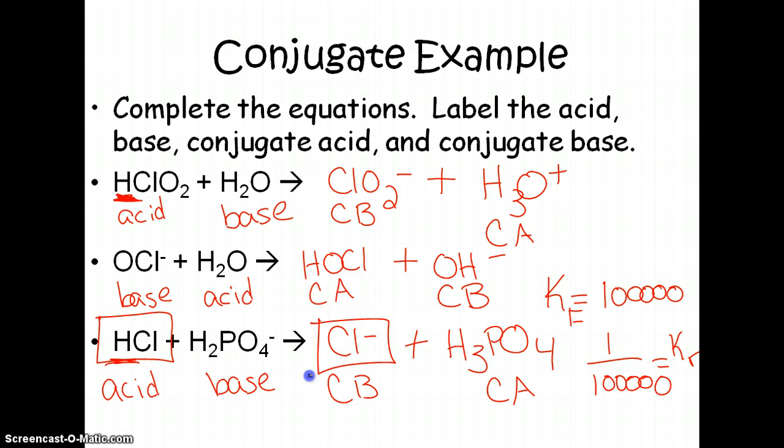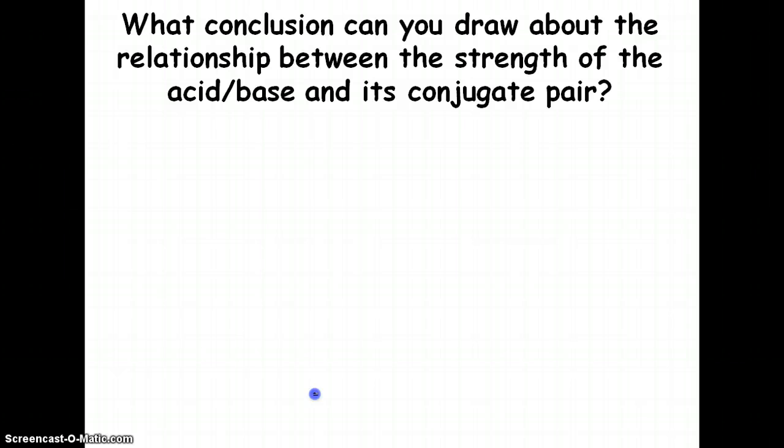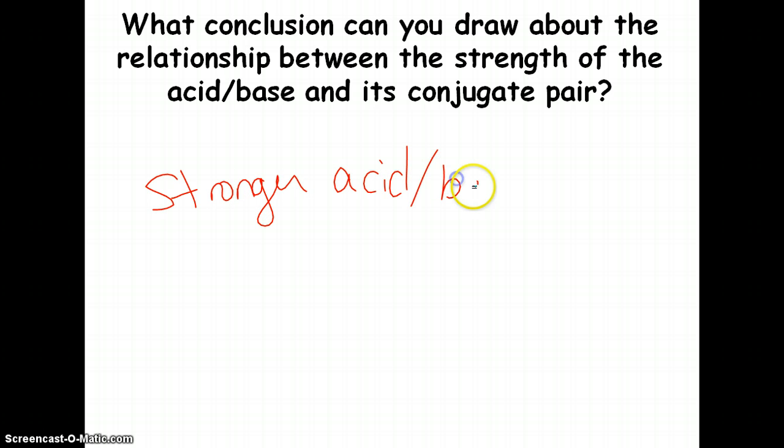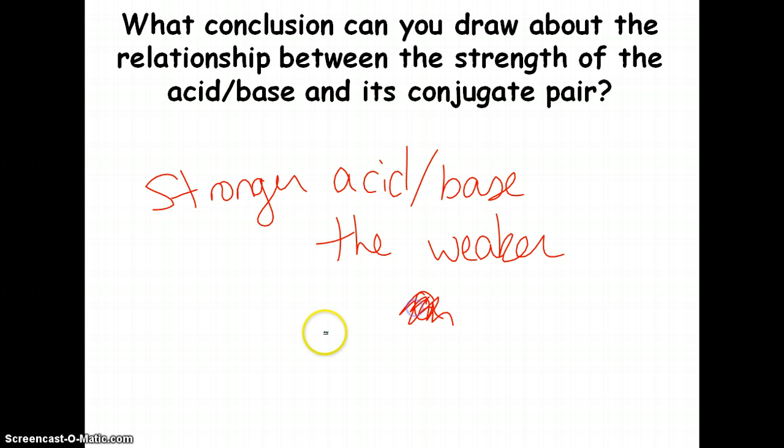So the stronger the acid or base, the weaker the conjugate pair is. Okay, so let's write that. The stronger the acid or base, the weaker the conjugate pair will be. And vice versa. If you start with a weak acid or base, then your conjugate pair will be strong.